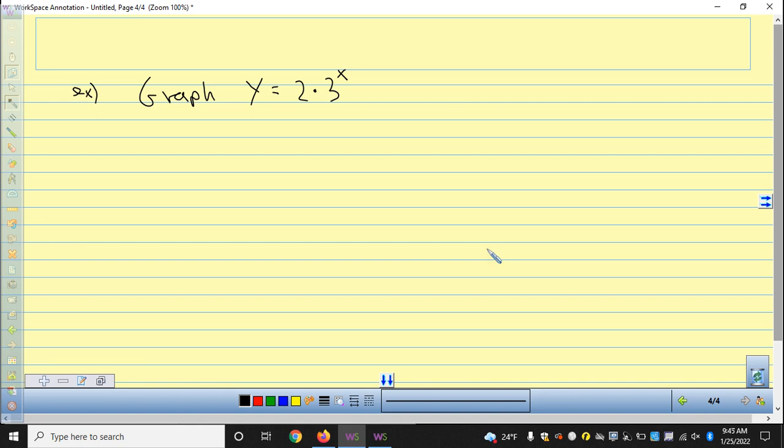Now, if it helps you remember, this is not 6 to the x. We don't multiply first. If it helps you remember, you can put parentheses around there. We can't do the multiplication before we do the exponent. So we're just going to make a table of values, X and Y. Unless the problem tells you otherwise, for pretty much any graphing we do, you can make your table of values from -2, -1, 0, 1, and 2.